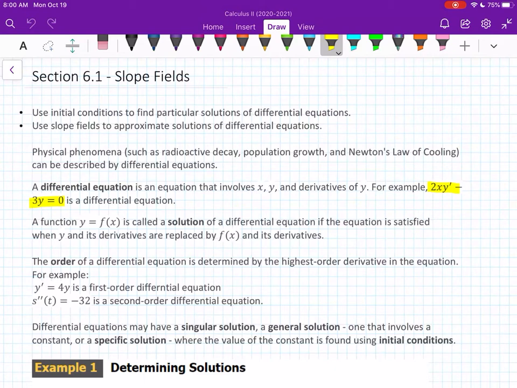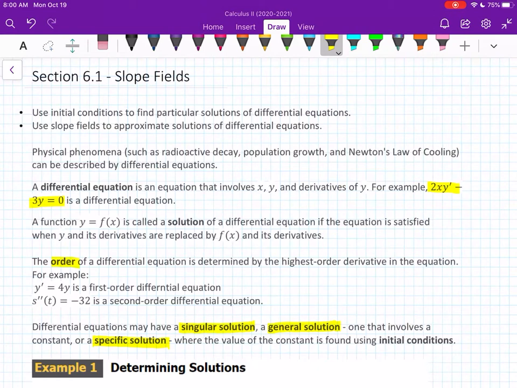When we talk about solutions to differential equations, our solutions are going to be functions, and we have different types of solutions. If there's only one function that works, we call it a singular solution. If we can generalize it and have a parameter, such as a constant, we call that a general solution. If we use initial conditions to solve for that parameter or constant, we call that a specific solution. We can also talk about the order of differential equations based on the highest order derivative that appears in the differential equation.